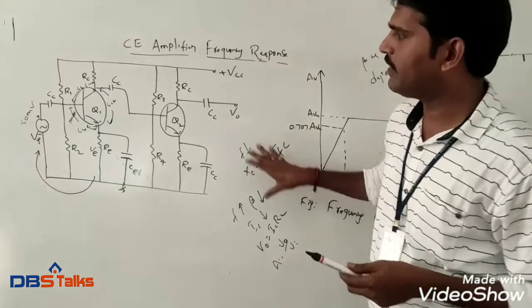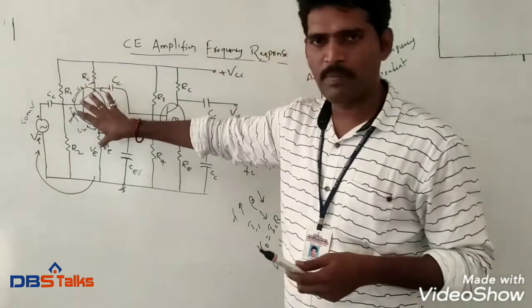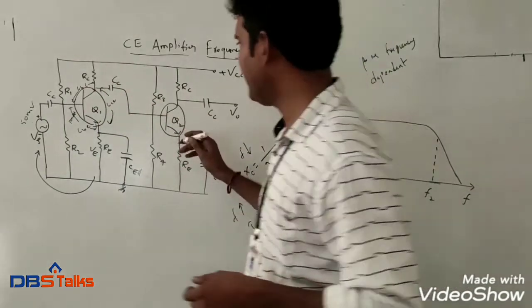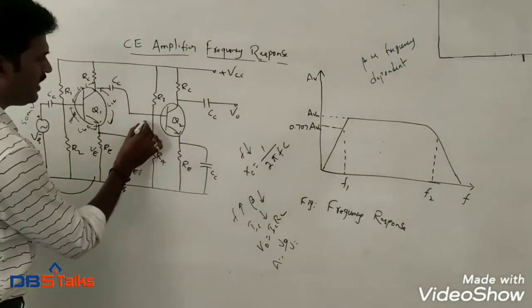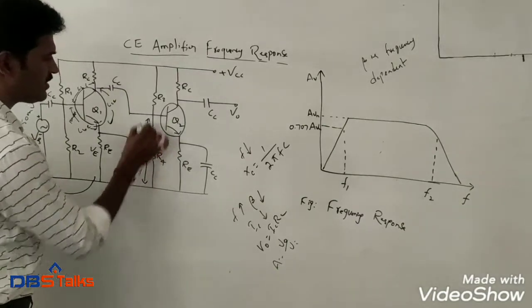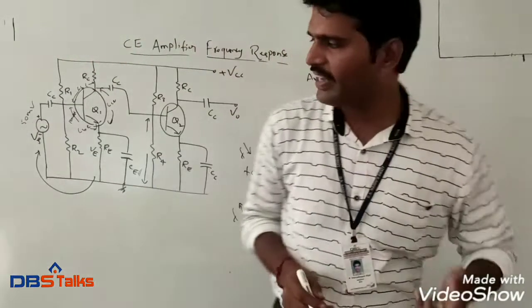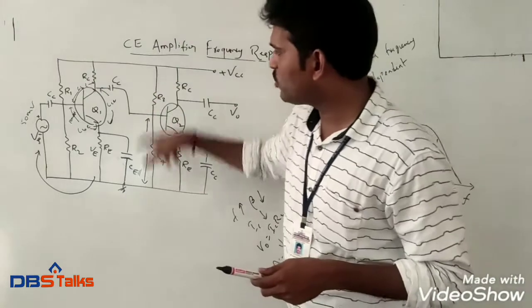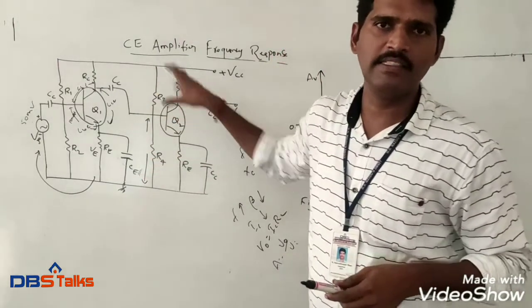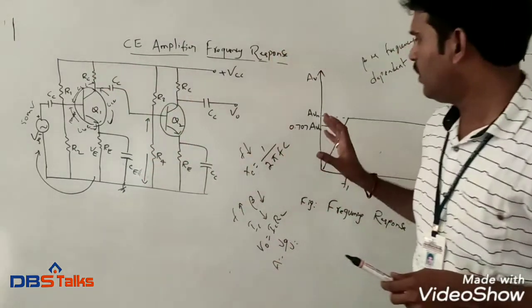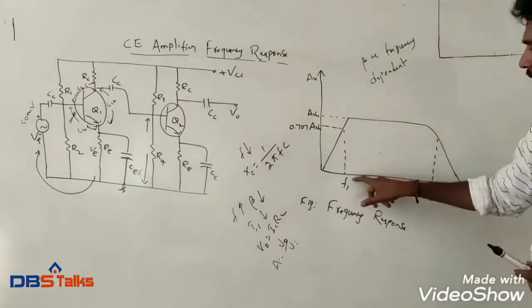So one is the beta factor, the second one is inter-electrode capacitance, and the third one is wiring capacitance. Between these resistors, we have some wiring capacitance. Due to this wiring capacitance also, the gain decreases at low frequencies. At medium frequencies, the gain is constant.